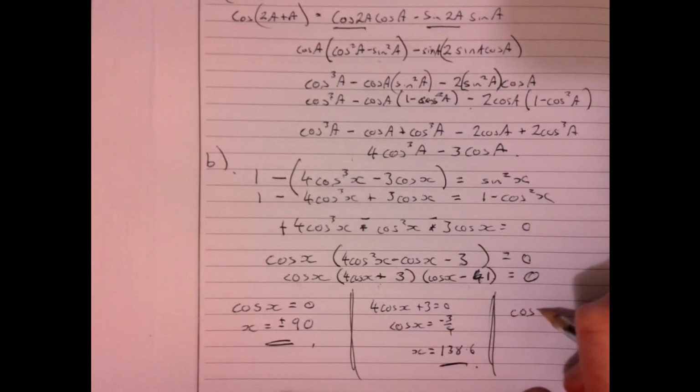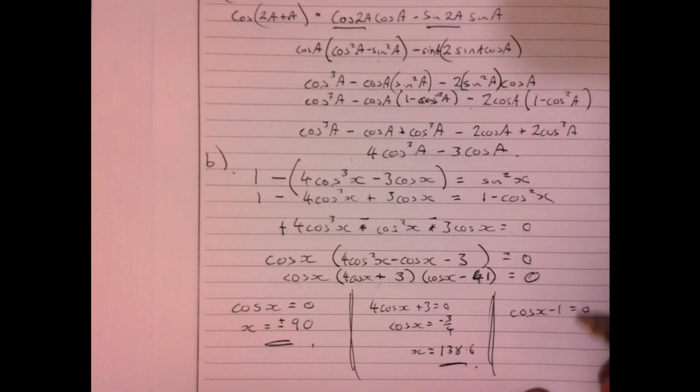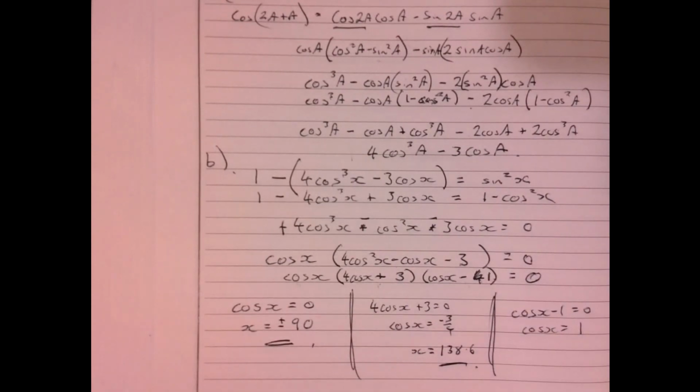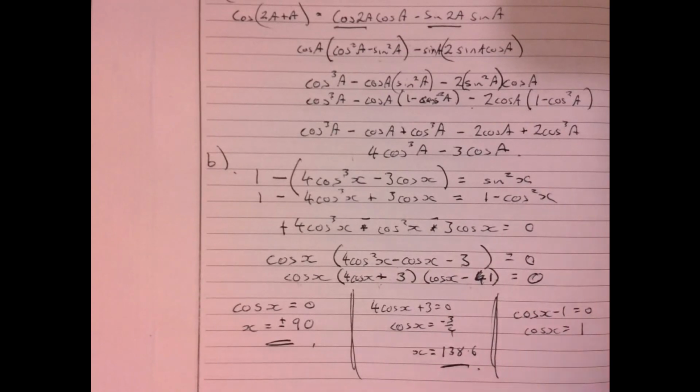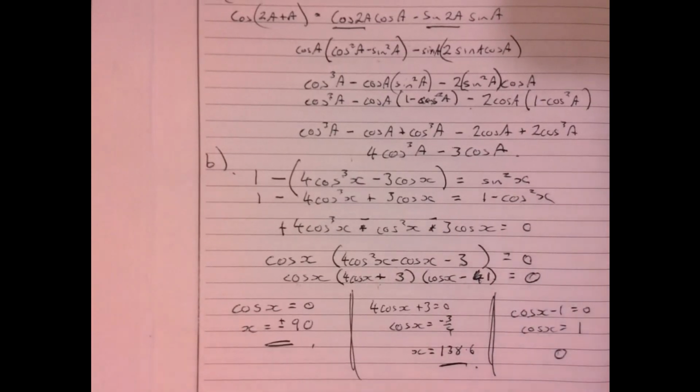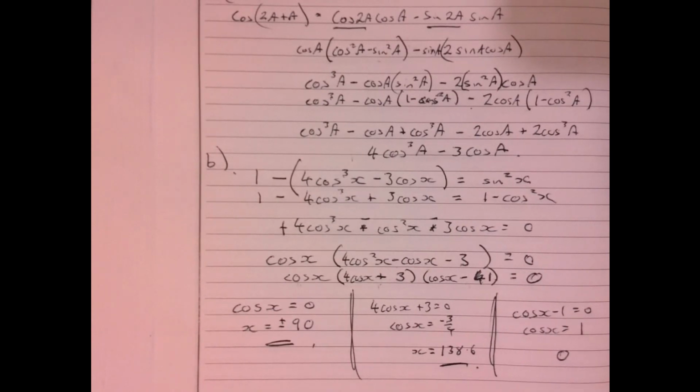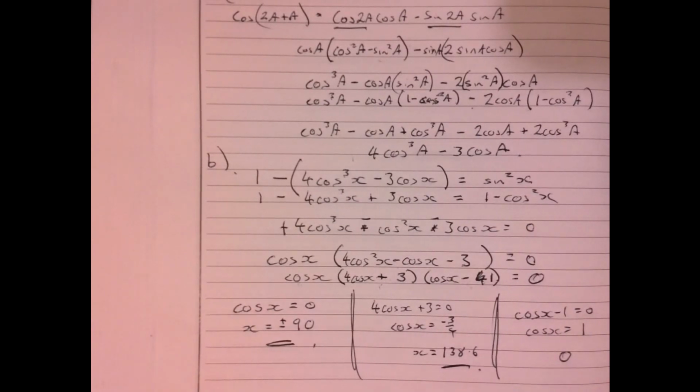Now let's consider the last one. We've got cos x minus 1 equal to 0, so cos x equals 1. Inverse cos that, and we get 0. Again, that's the only solution in our given range. So our answers are plus or minus 90, 138.6, and 0.